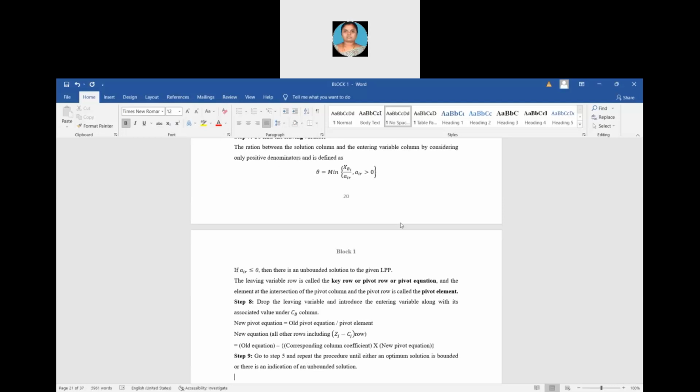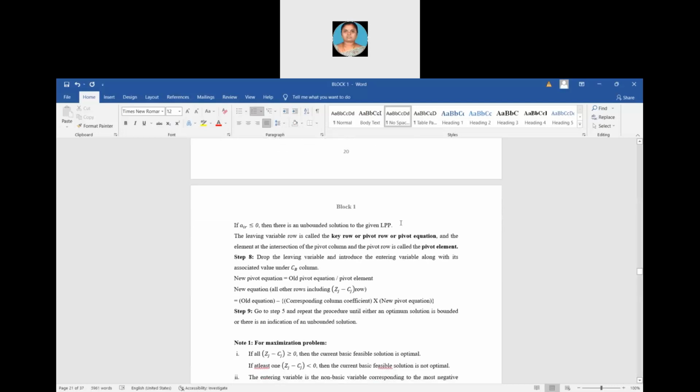And step 8 means you have to drop the leaving variable and introduce the entering variable along with its associated value under the CB column. The new pivot equation is formulated as the old pivot equation divided by the pivot element. For the other rows, the new equation is equal to the old equation minus the corresponding column coefficient times the new pivot equation. So these are all the ways.